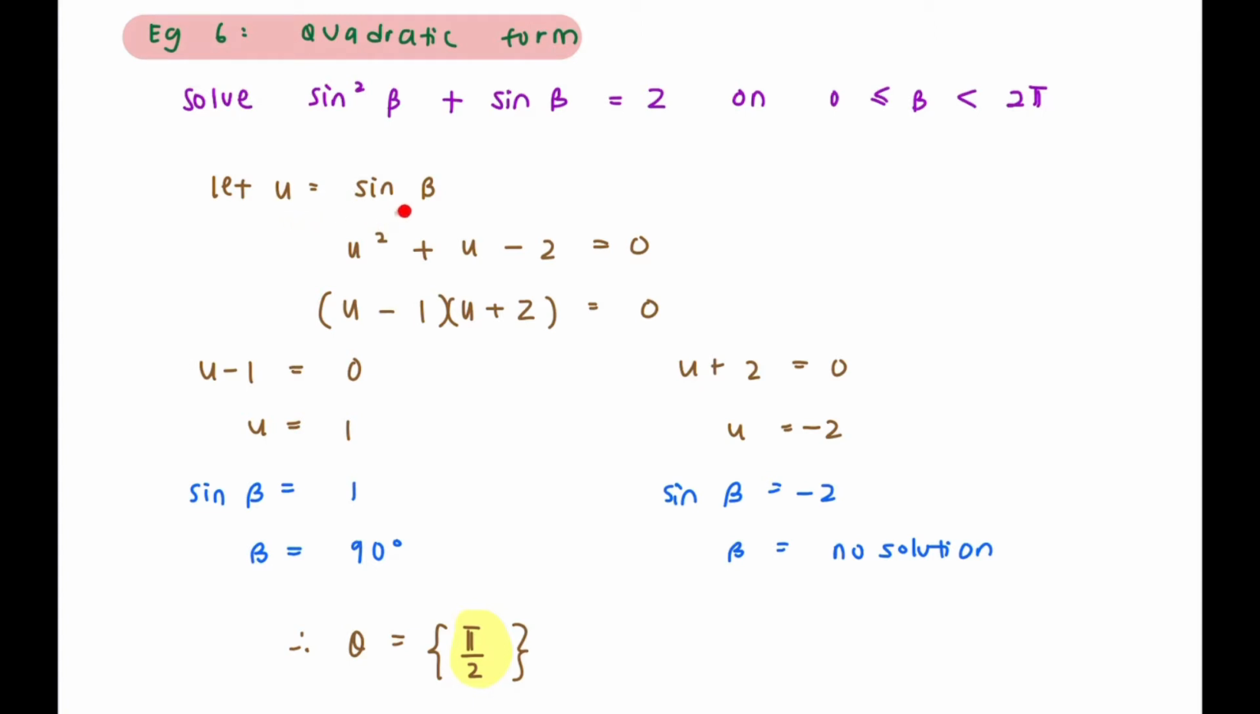Let u be sine beta. So now we have u squared plus u equal to 2. And then let's bring 2 to the other side. So you'll get this equation here. And since we have a quadratic, we can just factorize it. Now let's solve this separately.